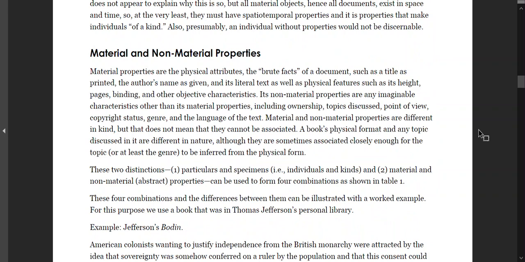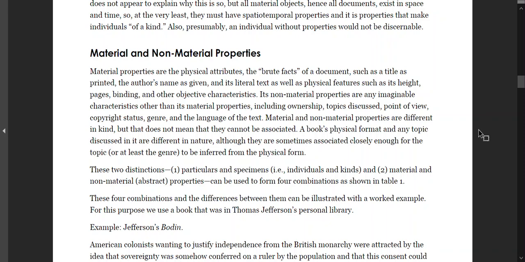Material properties are the physical attributes, the brute facts of a document, such as the title printed, the author's name as given, literal text, as well as physical features such as height, pages, binding, and other objective characteristics. Non-material properties are any imaginable characteristics other than the material properties, including ownership, topic, subject, point of view, copyright status, genre, and language of text.